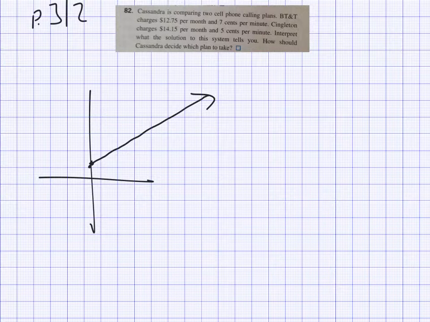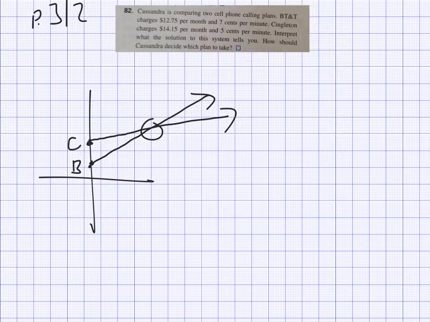So this is the BT&T plan. The second one, Singleton, actually starts out more expensive, so maybe we can plot it somewhere up here. But it costs less per minute, so as your minutes increase, your price still increases, but not as fast. And now you can see what happens, right? Somewhere here in the middle, these two plans are going to be the same price. If you use more minutes than that, one plan is going to be more expensive and one's going to be cheaper.